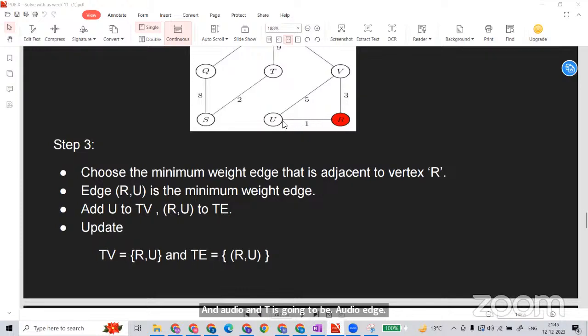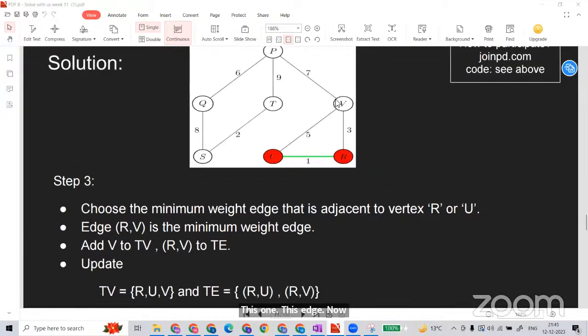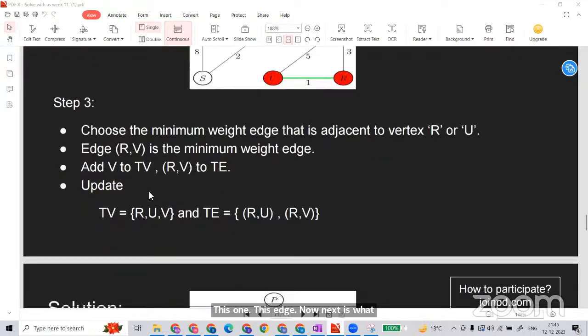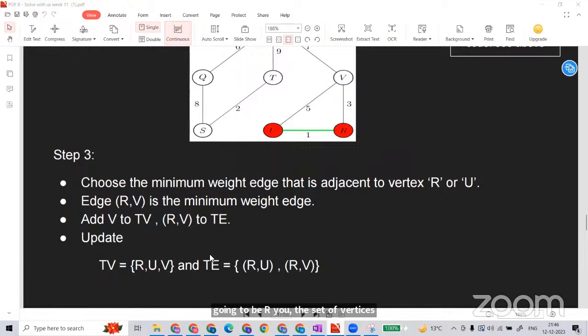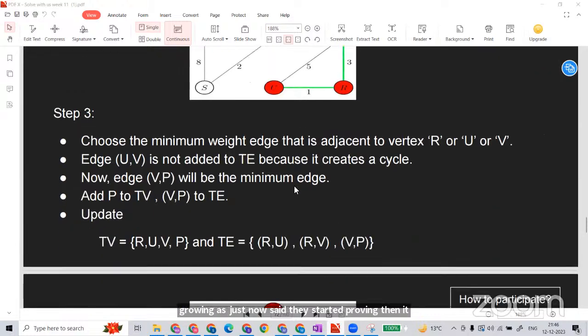This one, this edge. Now next is what? V. So TV is going to be RUV, the set of vertices, and T is the edges. So RU and then RV is there. The same, it is growing as I just now said. They started growing, then it will be added T, then Q, then S, and then T.